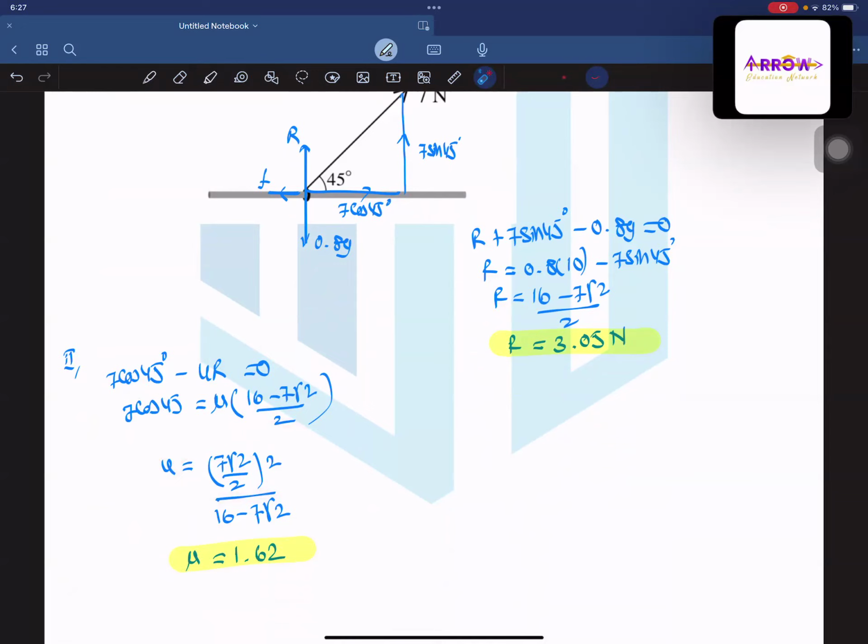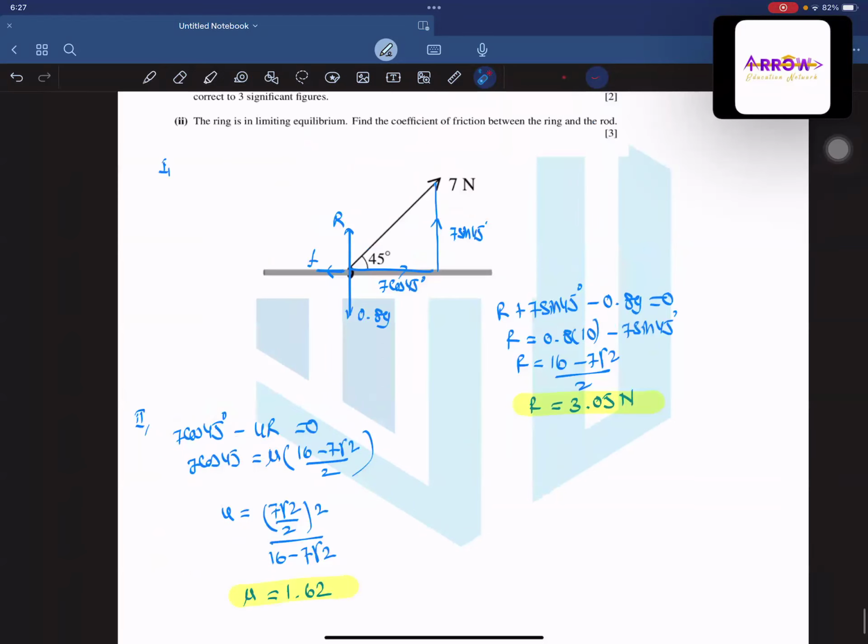So first I have mentioned the value of this 7 cos 45, which is 7 root 2 divided by 2. This 2 is gone over here, and divided by 16 minus 7 root 2. So therefore the coefficient of friction is 1.62, correct to three significant figures.